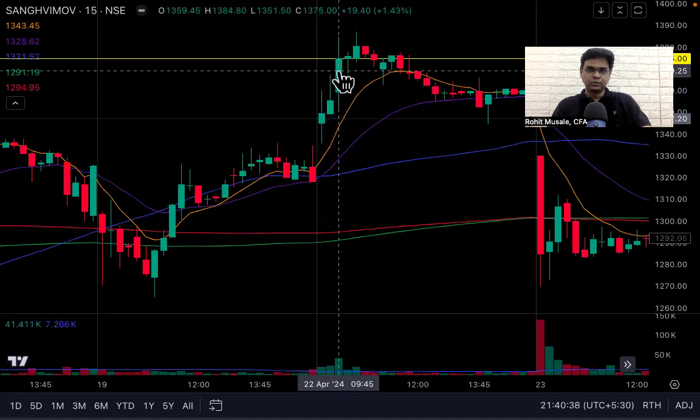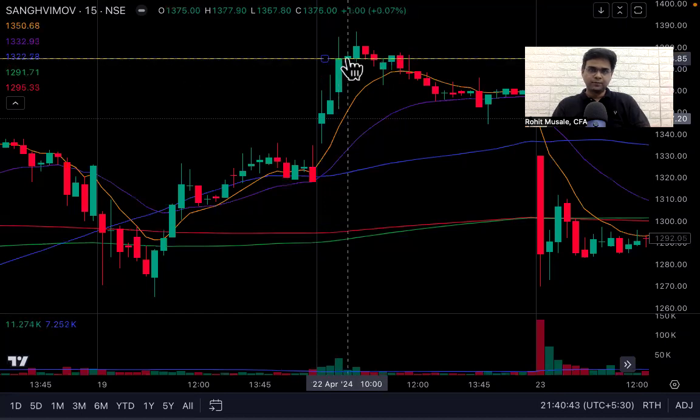It did not close above the yellow line. It closed at the yellow line. Finally, the fourth candle, which completed the first hour of the day, closed 1 rupee above the yellow line. So this was my buy signal. I am waiting for a breakout. So that is why when this candle closed, I immediately bought the stock.